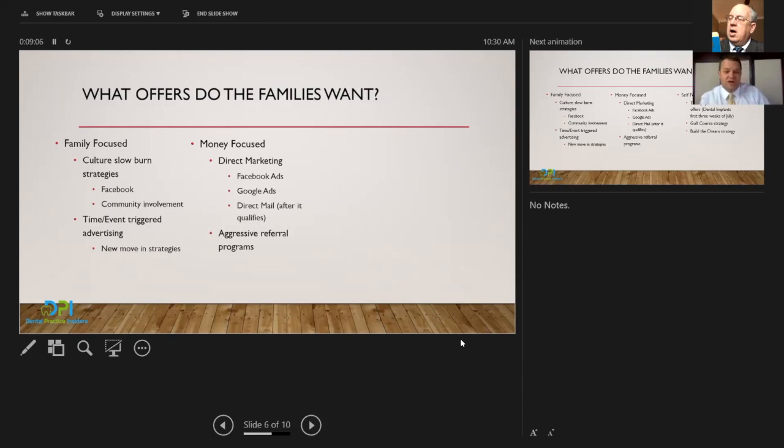The next one, on the money focused, let me give you a couple of quick ideas that you can do with that. Money focused families are typically highly influenced by direct marketing. Facebook ads, Google ads, direct mail after it qualifies. And I won't go into that right this second, and we've done that other times, of when you can feel okay about sending a direct mail. Also, aggressive referral programs work really well with money-focused families in a particular psychographic segment.